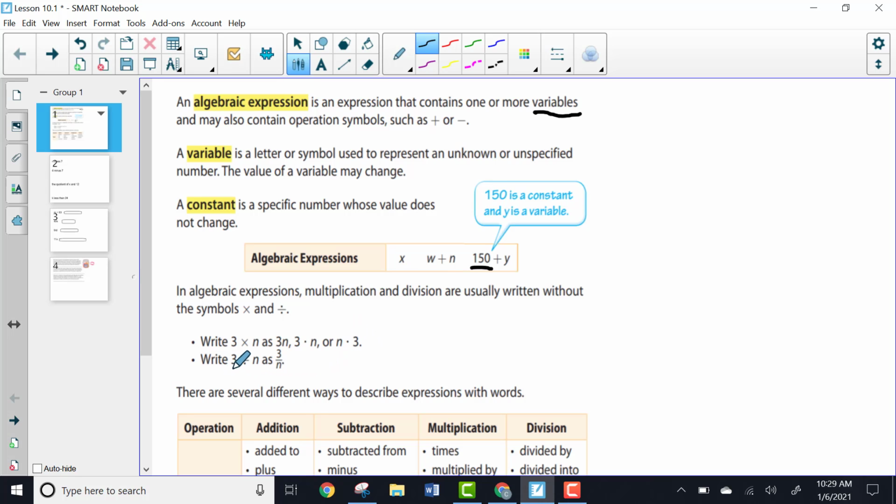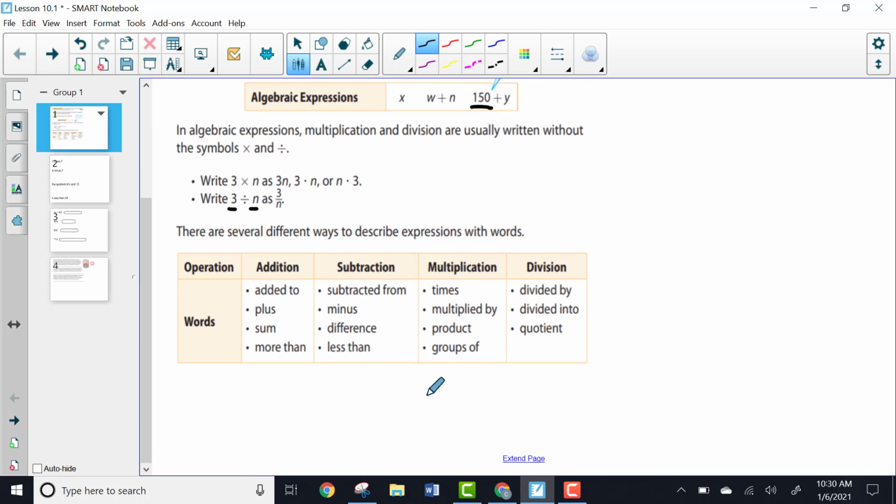Then 3 divided by n can also be shown as 3 over n in fraction form. We did see that in Module 9 as well, so it should not be anything new to you. Now you may wonder, how do I know which number's on the top and which is on the bottom? We can see here, the dividend is on the top and the divisor is on the bottom whenever you're writing it in fraction form.